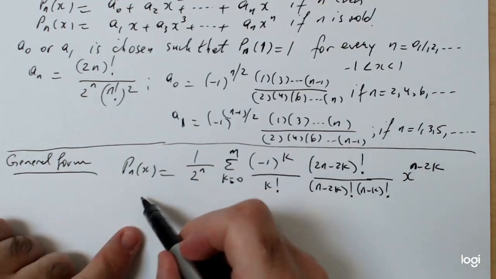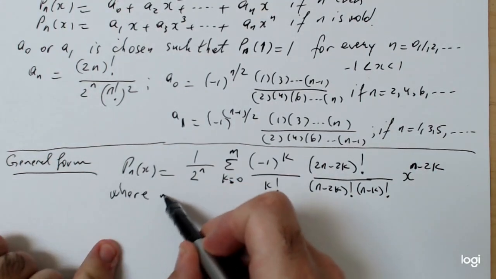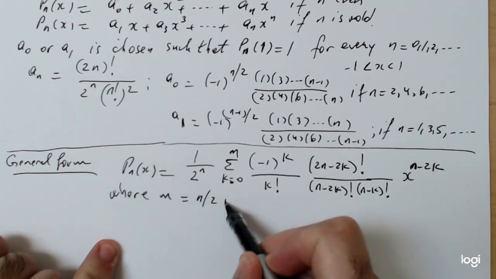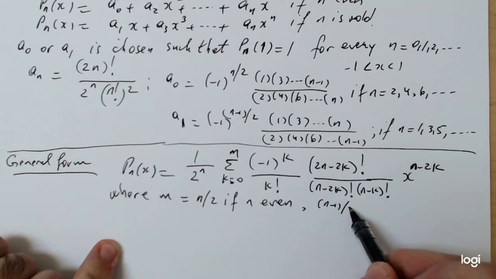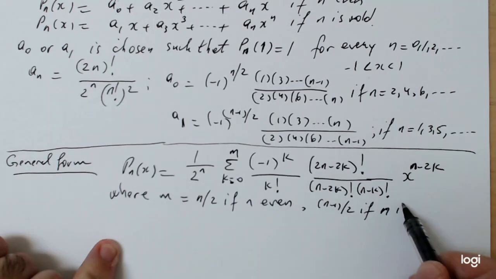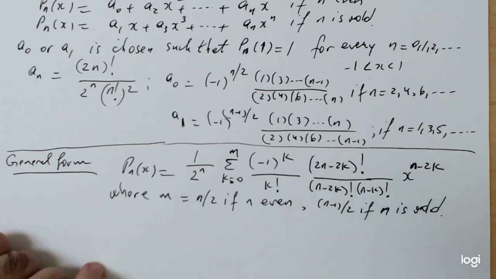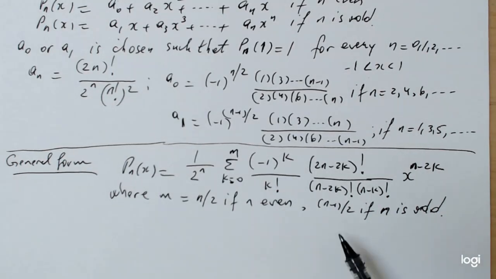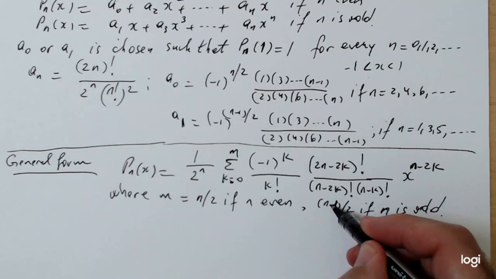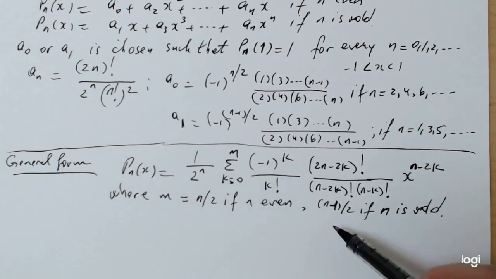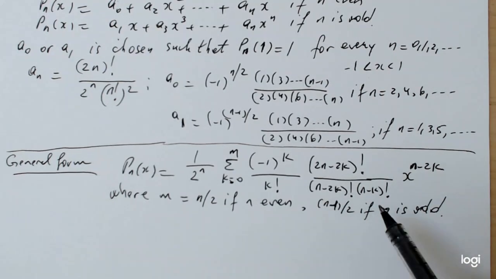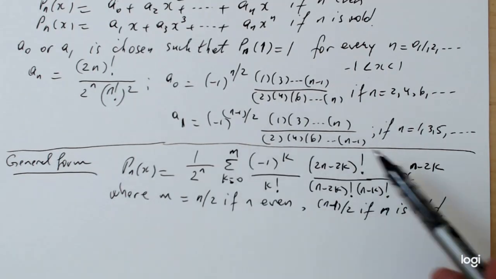So what is m? Where m is equal to n over 2 if n is even, and n minus 1 over 2 if n is odd. Although this looks like a fraction, both of these are natural numbers. If n is even, then this will be a natural number. If n is odd, n minus 1 is even, so when you divide by 2, you end up with a natural number. So this allows you to write this in a compact form.